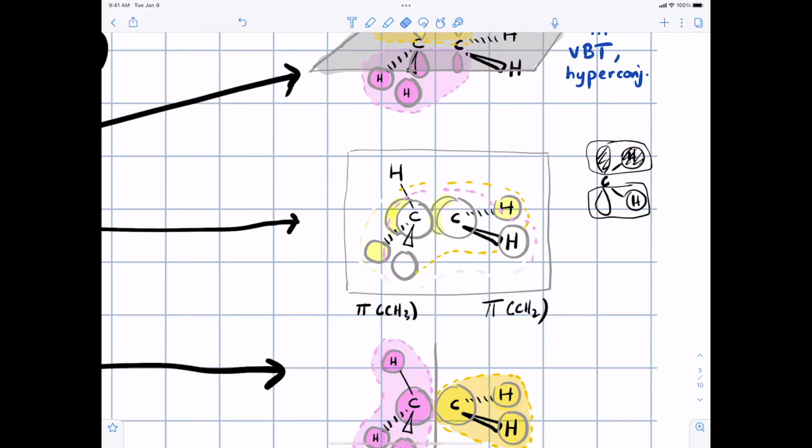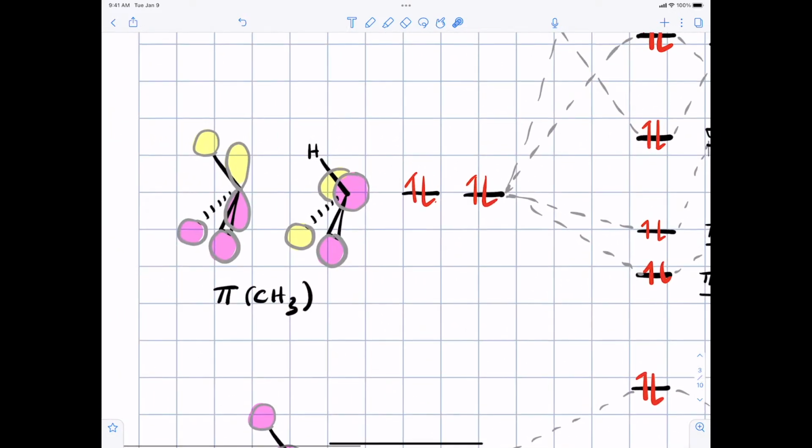Well, let's see. Are you okay with the concept of the group orbitals? Do you know what I'm talking about when I say pi CH3? I'm not sure. Okay. Right. So, who can help? What do I mean when I call this group orbital over here a pi CH3 orbital?